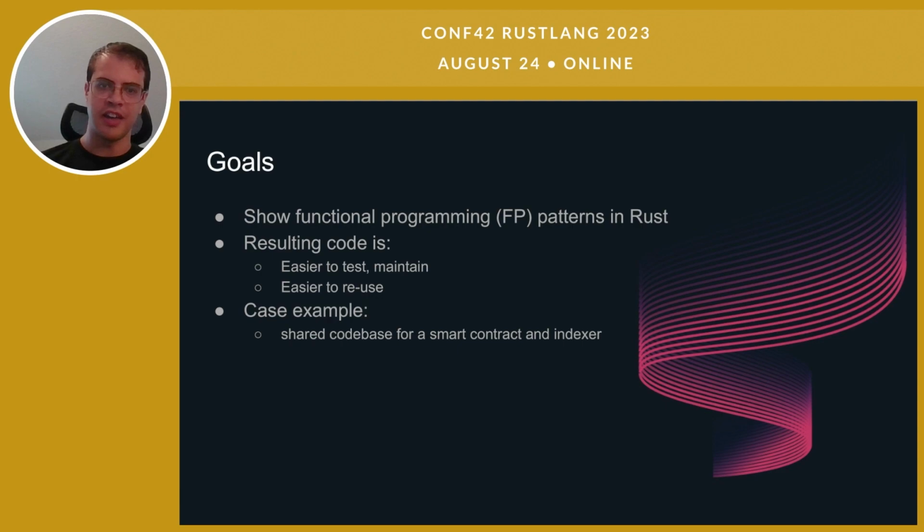My goal with this talk is to show how patterns in functional programming can be used in Rust to write code that is easier to test, maintain, and reuse in multiple applications in your tech stack. In particular, I'm focusing on how we apply these ideas at Aurora to do what it says in the title, turn our main smart contract into an indexer.